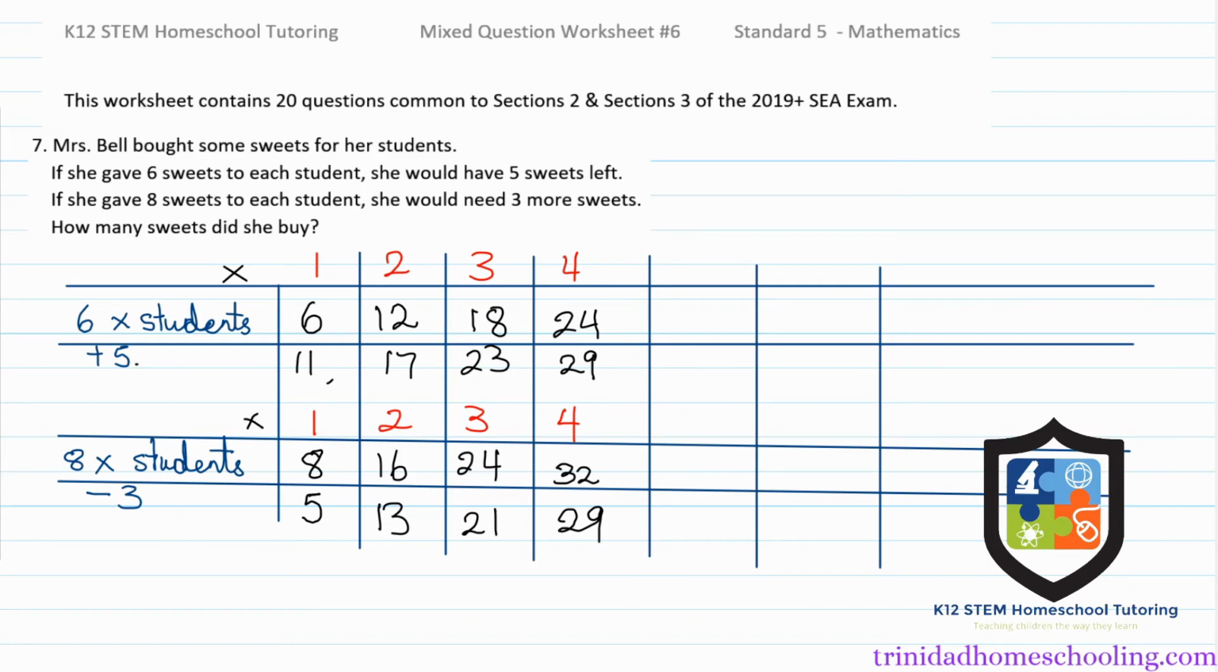Now look at what's happening here. Do you see that we have the same value here, 29, and the same value there, 29? So we have 29 here and 29 here for 4 students. So there are 4 students in the class and there are 29 sweets. So how many sweets did she buy? 29. This is how you would solve a question like this.